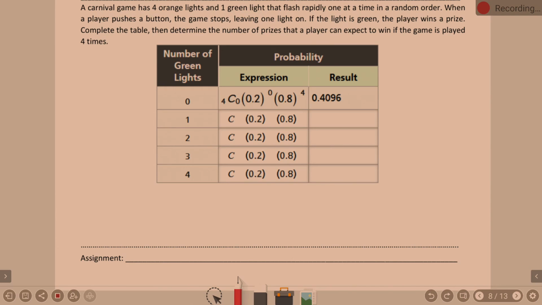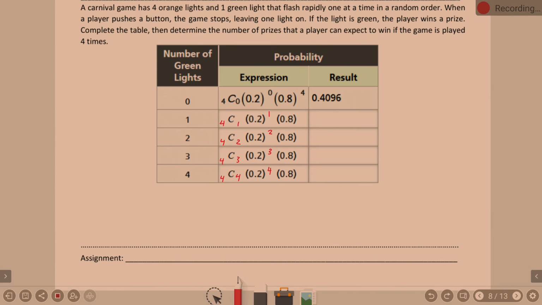Okay, so the idea here is the game is played 4 times. If the light is green, they get a prize. You've got a 20% chance, because there's 5 lights. So 20% chance of getting 1 light. That means an 80% chance of not getting that 1 light. This is already filled in. The idea here is that it's always 4 times, but this would become 4C1 as we look at the number of green lights, 4C2, 4C3, and 4C4. Realize that second number is your exponent: 1, 2, 3, and 4. So those are your exponents on your probability.